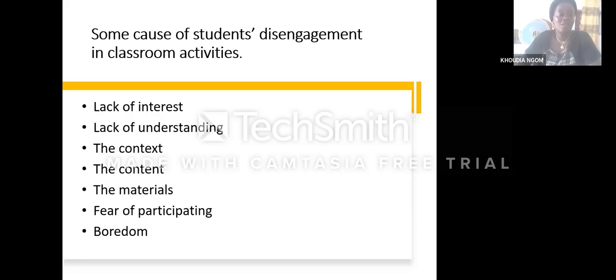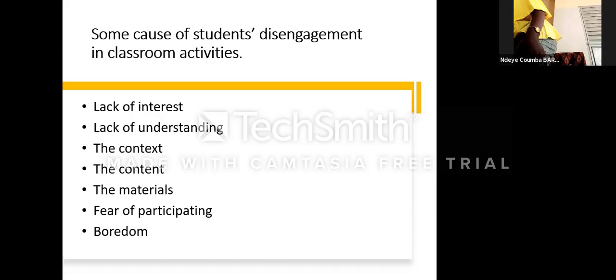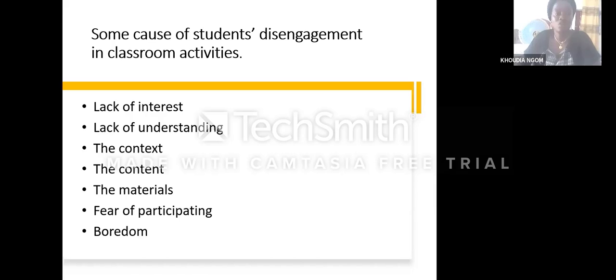The two last points that we wanted to add are fear of participating and boredom, which we can consider the same. Why fear of participating? If the students are afraid to take the floor, if they consider that the teacher will laugh at them or their other friends will laugh at them, they may be afraid to take the floor. They may be demotivated. They can even be lazy to participate in the lesson.